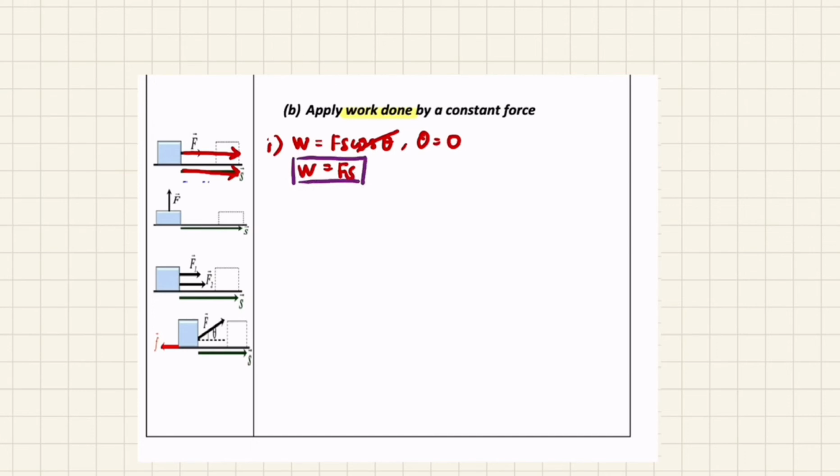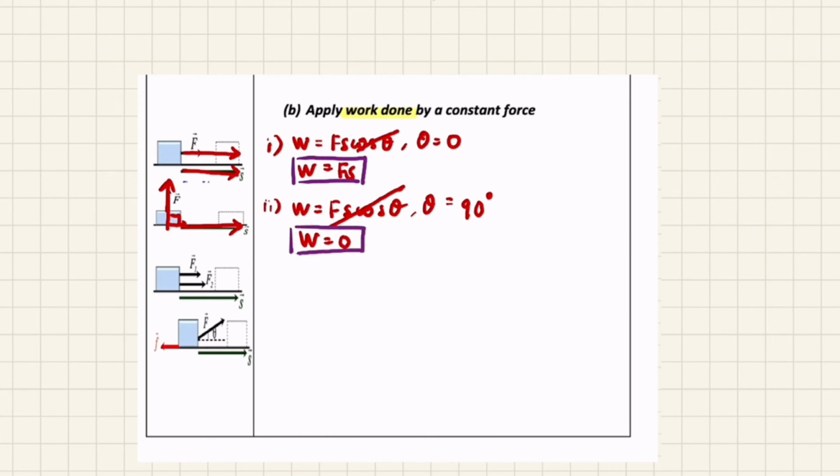Situation yang kedua sama juga. Kita tulis dulu equation, work done equals Fs cos theta, dan kita check theta kita equals berapa. So now we have our force moving upwards and our displacement is moving towards the right. So the angle between the force and the displacement is 90 degree. If you press your calculator, cos 90 you akan dapat kosong. So everything becomes 0, so work done is going to be 0, sebabkan angle kita.